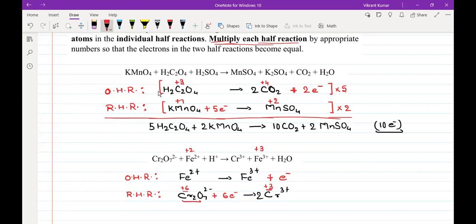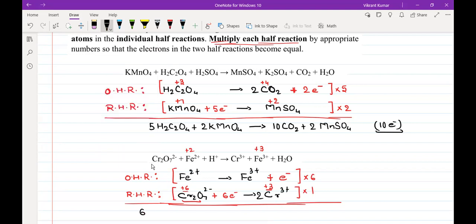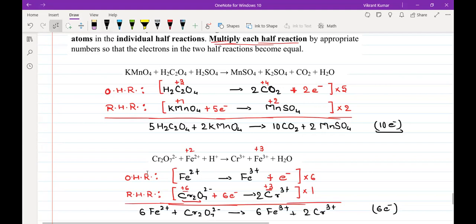Now again the electrons are not equal, so we need to multiply the half reaction with an appropriate number. In this case, if I just multiply the first half reaction by 6, I'll get equal electrons. Yes, sir. And then we'll add it. So if I'm adding, I get 6 Fe2+ plus Cr2O7 2 minus, and the electrons will get cancelled, giving 6 Fe3+ plus 2 Cr3+, and it involves 6 electrons. Is it okay?